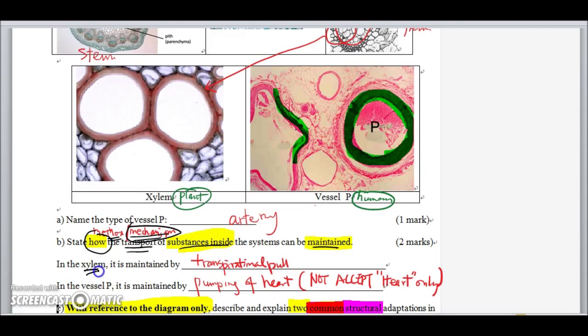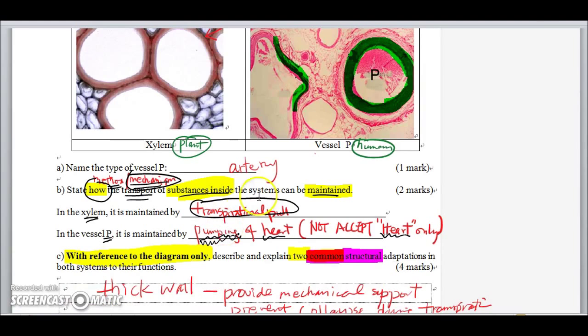Therefore, in the xylem, the content is moved by transpiration pull. And in vessel P, the artery, the blood inside is moved by pumping of the heart. And you should not only write heart, all right? You must write pumping action of the heart. Why? Pumping is the method.